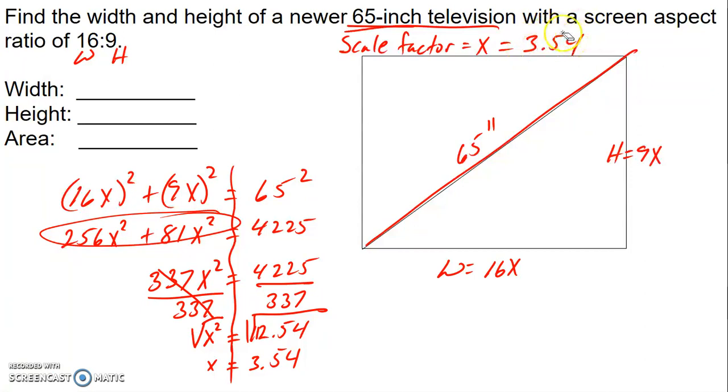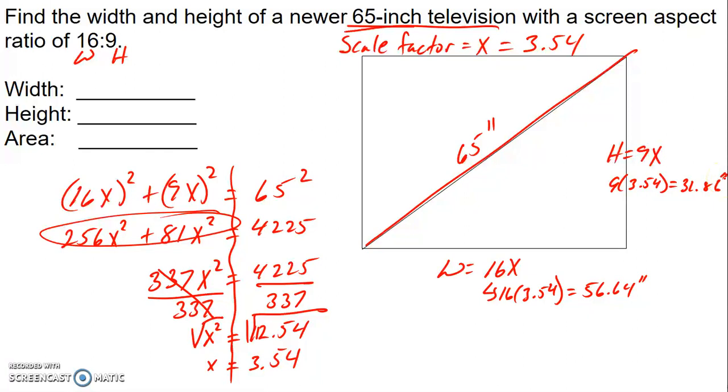And again, that's that magical number that I can use to multiply by our aspect ratio to get back to the original width and height of the actual television. So that's what I need to plug into that 16 and 9. So I'm going to say this is now 16 times 3.54. And that gives us 56.64. That's in inches. And 9 times 3.54 is going to give us 31.86. And that's also in inches.